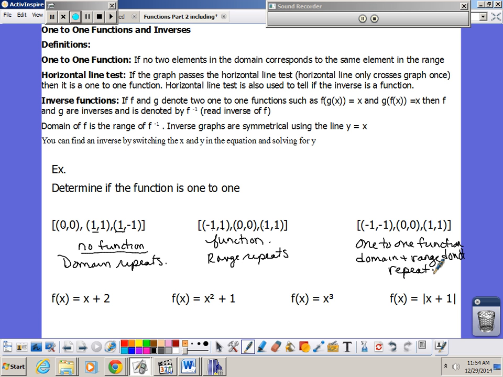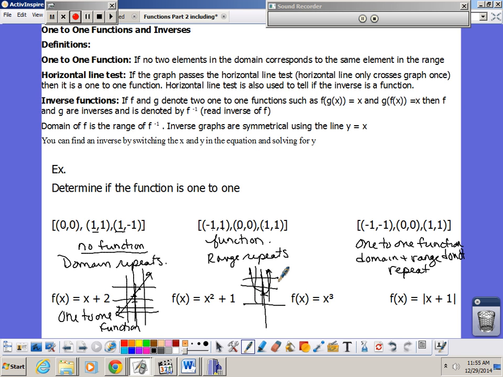Okay, so I could graph this. Start at +2, go up 1 and over 1, graph it. It passes the vertical line test, it passes the horizontal line test, it's one-to-one. Go up 1, make my parabola. It passes the vertical line test, fails the horizontal line test, so it is a function, but not a one-to-one function.